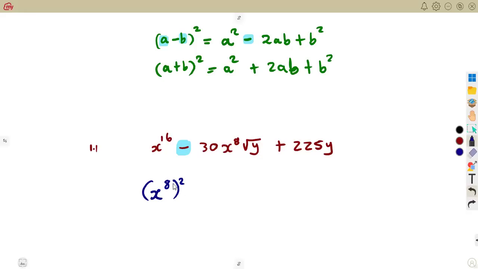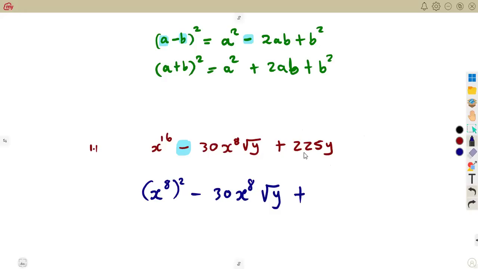Remember, with exponents, you multiply 8 times 2. This is the same part that we have here. Minus 30 x to the exponent of 8, the square root of y, like this. So take note, the last part here is b squared, and you can see we have a plus 225. This one is a perfect square. We know the square root of 225.